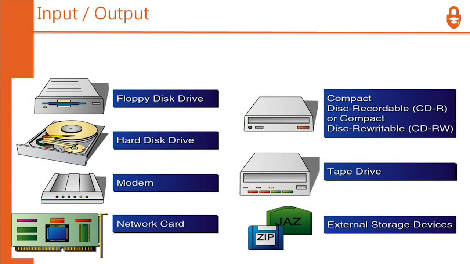So for input and output, we have a floppy disk drive, we have a hard disk drive, and by the way, they still make USB floppy drives. I have one, and that is in 2016. And we have a compact disc recordable, CDR, compact disc rewritable, so CDRW. It's hard to buy a computer today with those in them, so those are on their way out. We have a tape drive, which is still in wide use in the enterprise, and then we have external storage devices like Zip drives and Jaz drives. Those are pretty hard to find today, but they still make them.